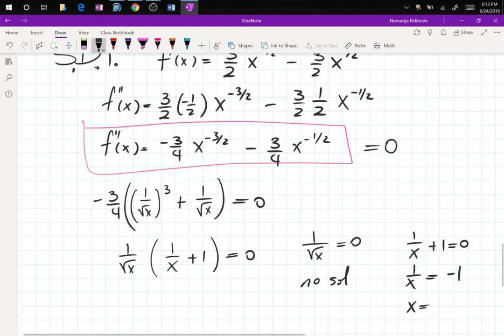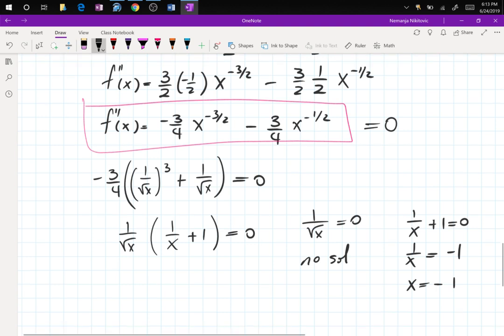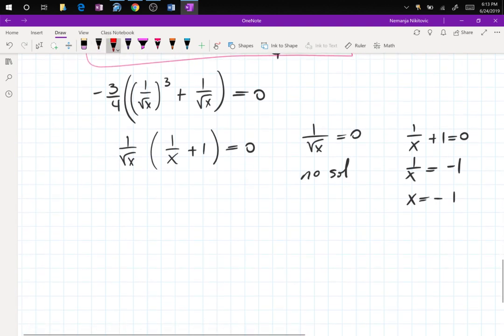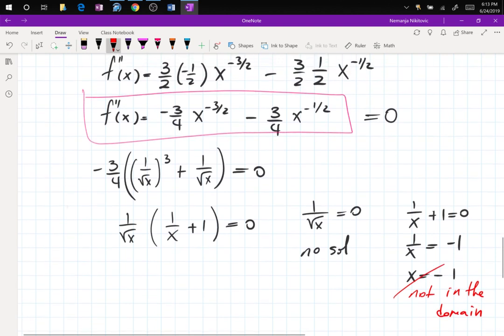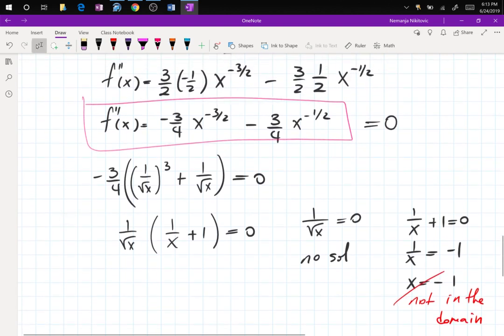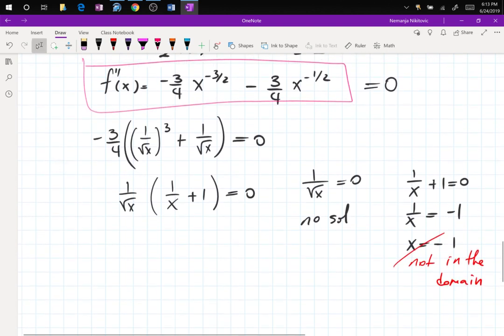x is negative 1, and we throw that in the garbage because it's not in the domain. Not in the domain. Well, you just saved my life, because I was about to go nuclear. Because you can't have an inflection point and the maximum at the same value. It's physically impossible. They're completely opposite concepts, right?